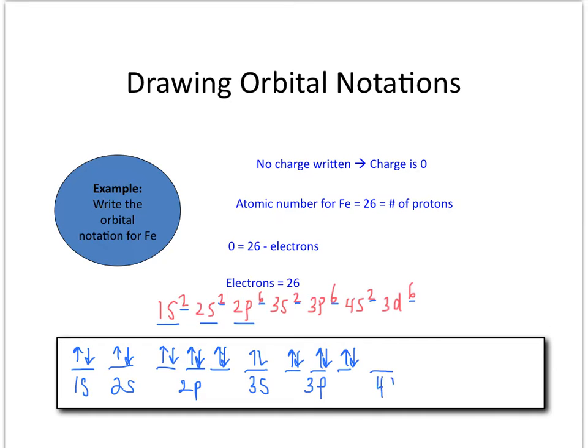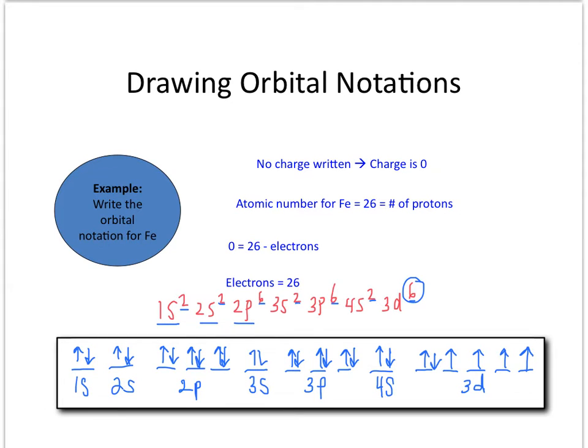We're in the 4th energy level now, s sublevel, only 1 orbital, 2 electrons, and now we get to the d block for the first time. Remember that there are 5 d orbitals, and we are locating 6 electrons. So 1, 2, 3, 4, 5, and we go back to make 6.